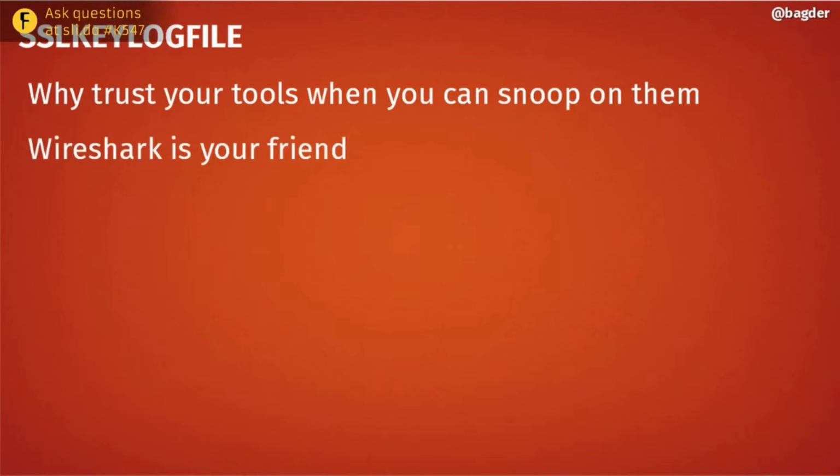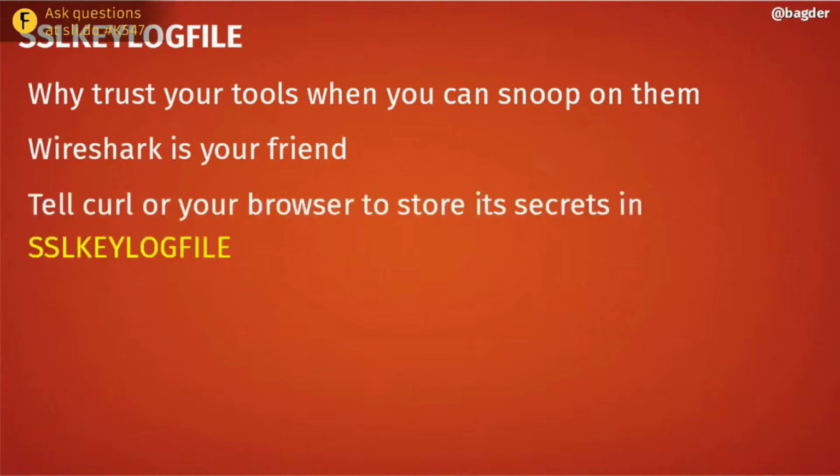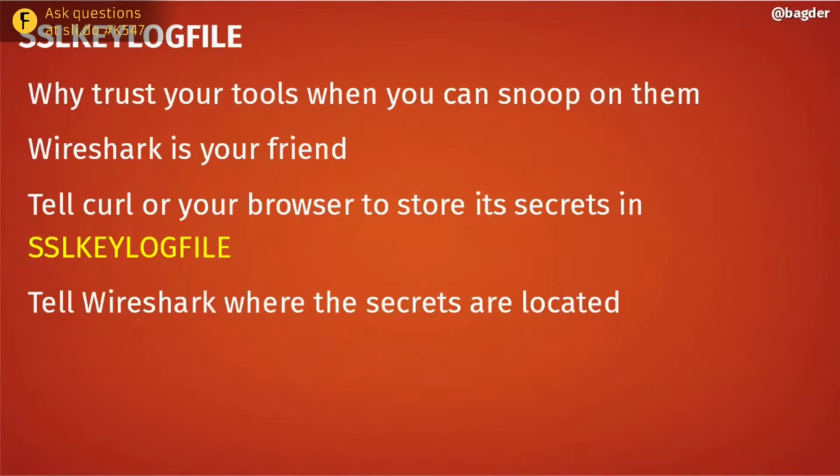So you just need these things. You need Wireshark, and you need this environment variable called SSLKEYLOGFILE, all in uppercase, no spaces. And you tell both, like this: you specify to Wireshark where to load TLS secrets, and SSLKEYLOGFILE tells the tools where to store the secrets. So basically, they should point to the same file.